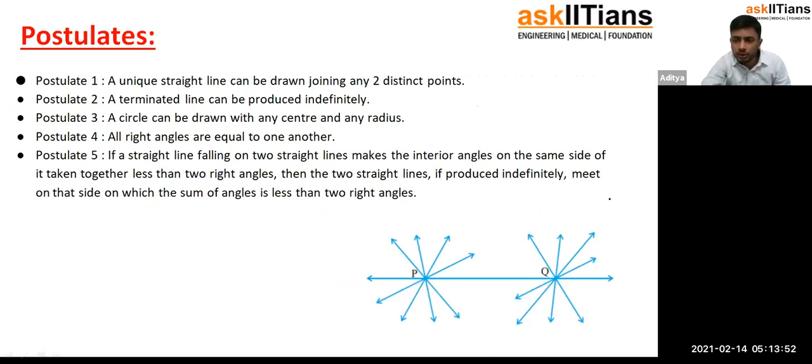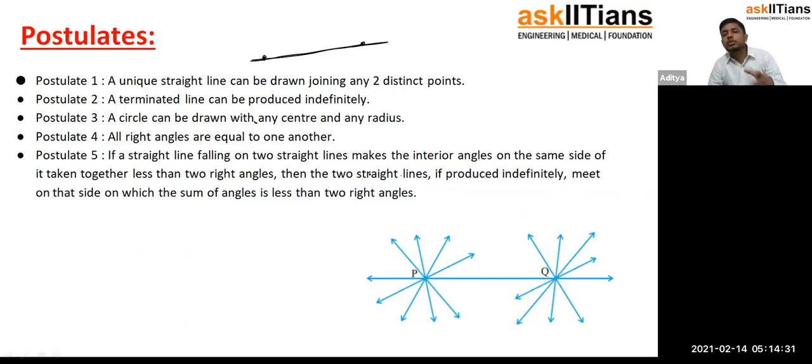So some of these postulates, what are they saying? A unique straight line can be drawn joining any two distinct points. So what we are saying here is that let us say there are two distinct points given in any plane. Then there exists a unique line. Unique means only one line can be drawn joining these two points. So only one single line can be drawn which joins these two points. So this is the first postulate.